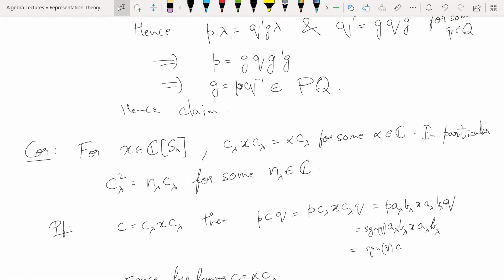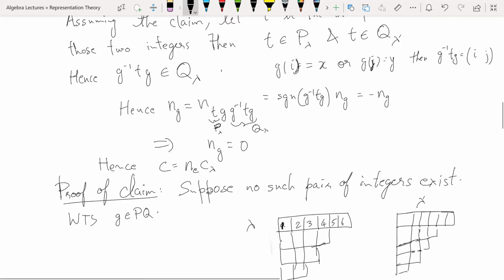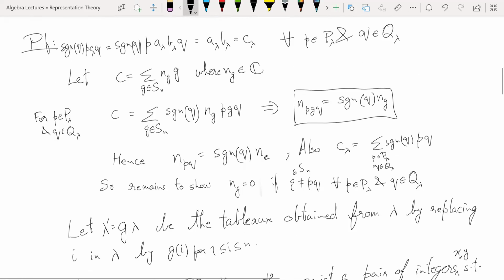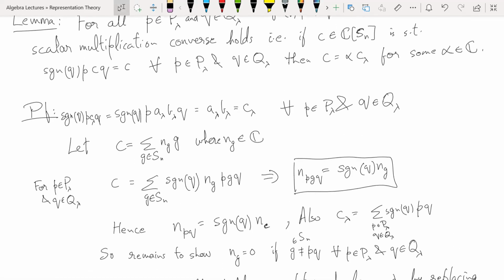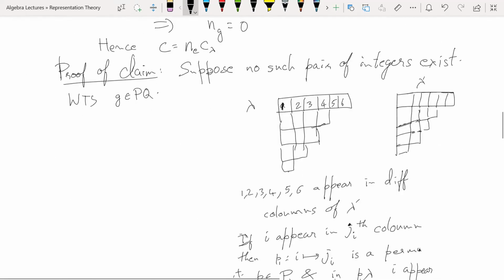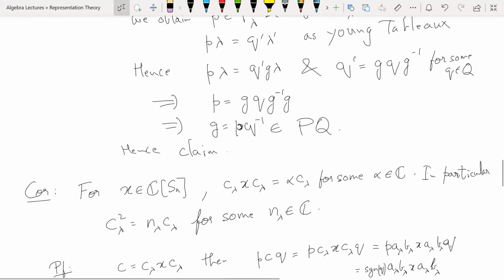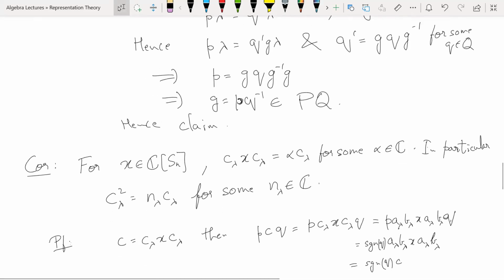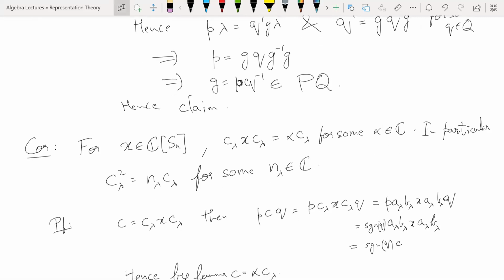Okay, so we want to show that this is some scalar times C lambda. We will just show that this satisfies the hypothesis of this lemma. We want to show that P times C lambda x C lambda times Q is sine of Q times C lambda x C lambda. Then it will follow from that lemma. So let C be C lambda x C lambda. We want to show it is a scalar multiple of C lambda. Then let's just look at PCQ. So PCQ is P C lambda x C lambda Q.